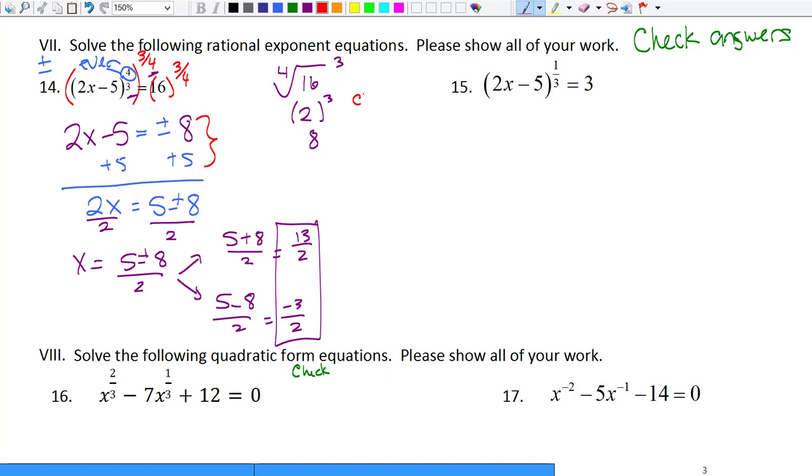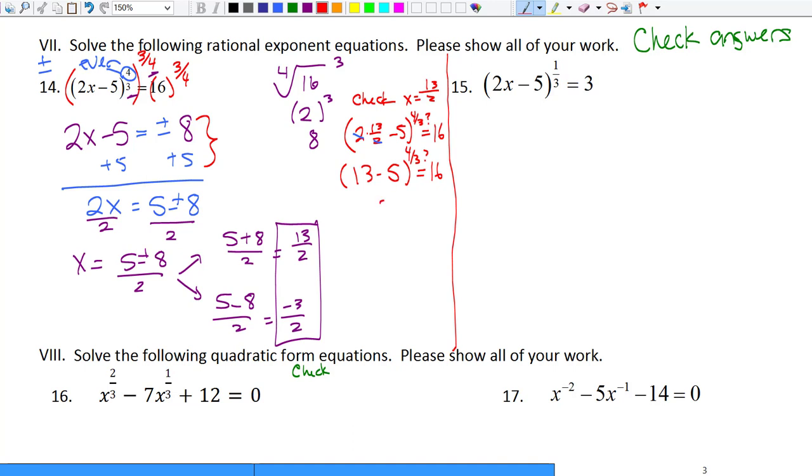So let me check here. Let's try x is equal to 13 halves first. So I'm going to plug 13 halves in, so 2 times 13 over 2 minus 5 raised to the 4/3 is supposedly equal to 16. I put a little question mark over the equals because I don't really know if it's true or not. That's why I'm checking. The 2's divide out nicely, which is nice because you're like, oh no, fractions, but it doesn't turn out that bad.